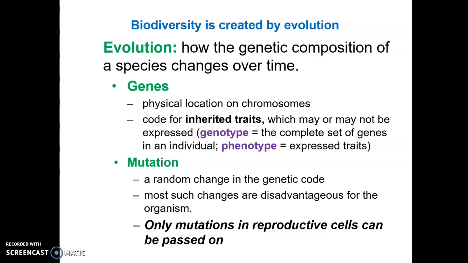Okay, so mutations can be disadvantageous or advantageous, but typically they are disadvantageous. Only mutations in reproductive cells are passed on. So again, if you have a mutation in the cell of your big toe, that might be a problem for your big toe, but it's not going to be passed along to your offspring. Only mutations that occur in reproductive cells, such as sperm or eggs, are passed on.